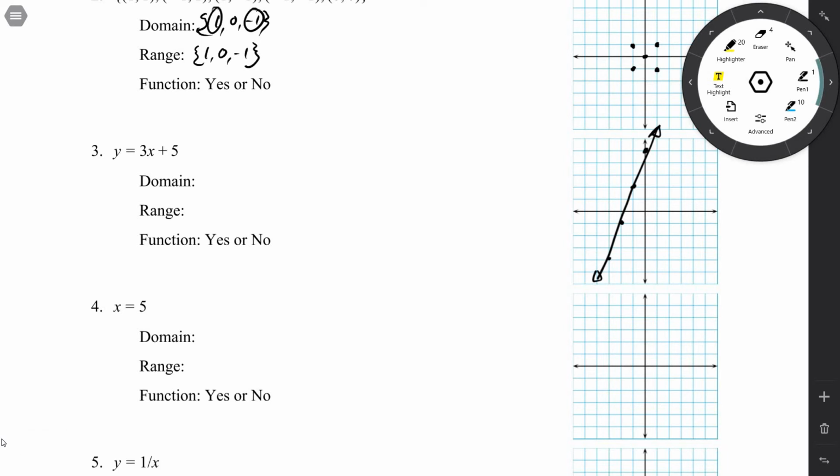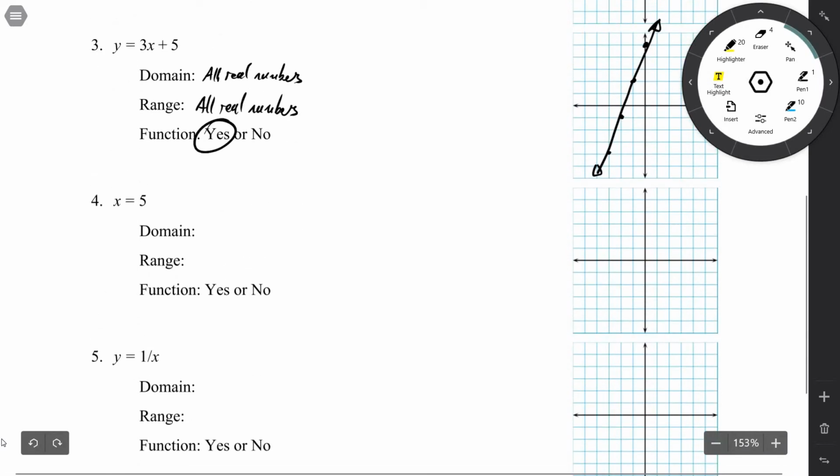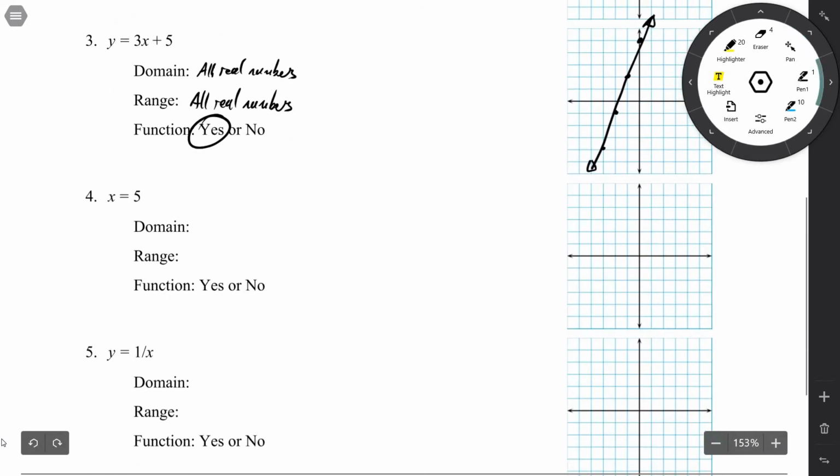Domain for this, with most lines like this, it's going to be all real numbers. What about the range? That's also the same, all real numbers. Is this a function? Yes, it is. Definitely passes the vertical line test, and because the slope does not change, we know that it's going to keep on passing that.